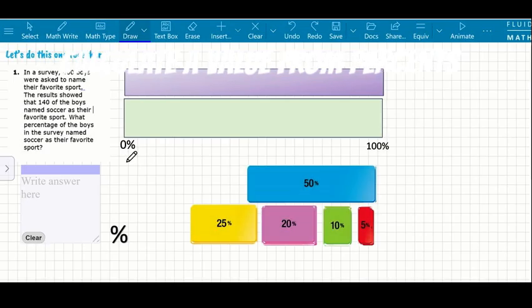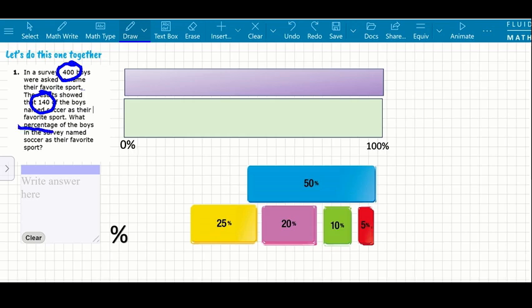I have a scenario where 400 boys were asked to participate in a survey. 140 of them identified that soccer is their favorite sport, and I'm being asked to calculate what percentage that represents. So I can set this up on my screen as a proportion where 400 is my total and my part is 140 students. I know that a percentage is simply a number over 100, but I don't know what that number is, so I'm going to mark it with an X.